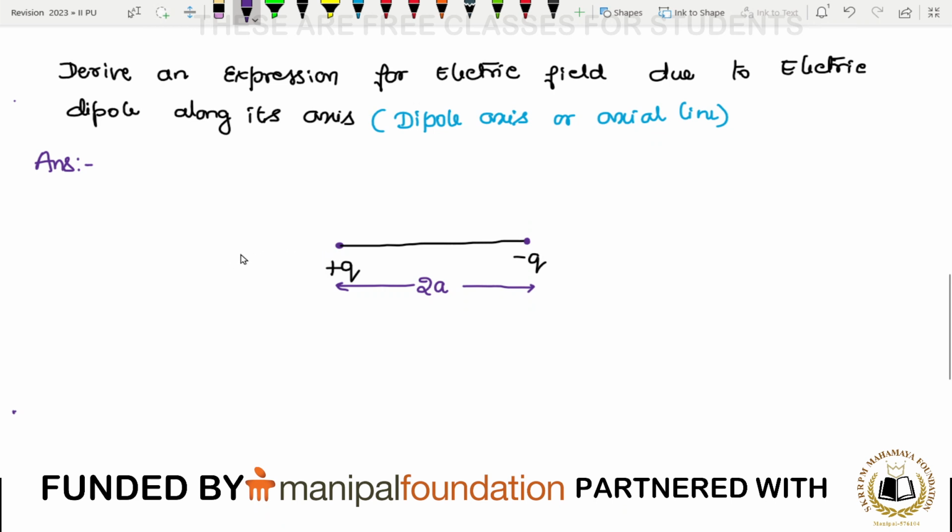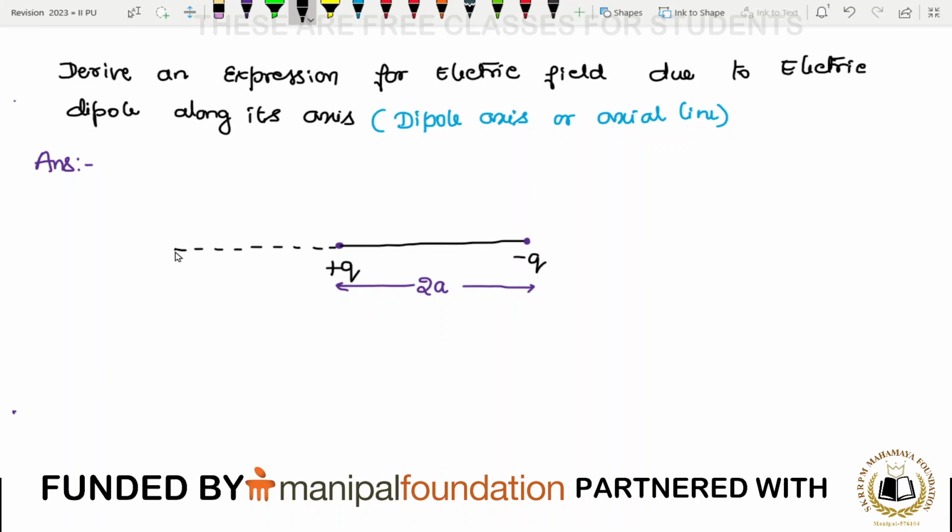Okay, now this line, a line passing through the charges. A pair of equal and opposite charges separated by a small distance, that is called electric dipole. Now this line or this axis is known as axial line. So we have to calculate electric field due to dipole along its axial line.